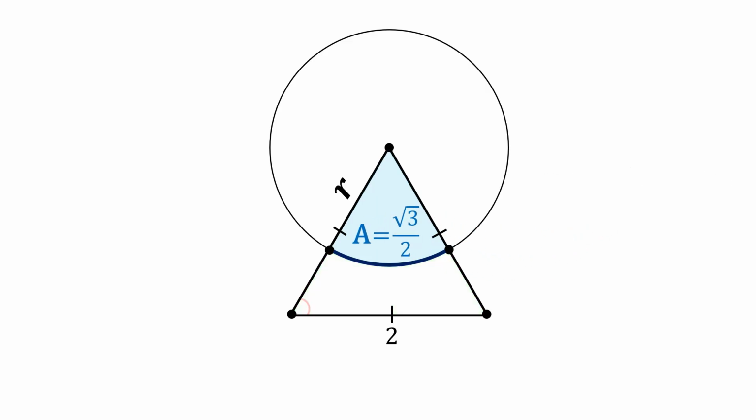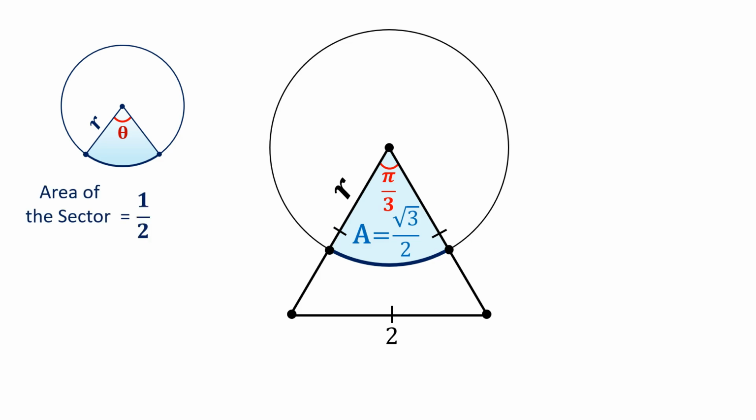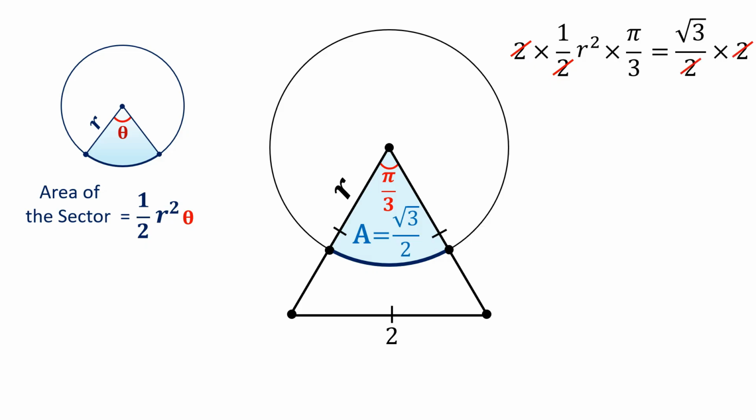We know that each interior angle of an equilateral triangle is 60 degrees, which is equal to pi by 3 radians. Next, we use the formula for the area of a sector: 1 by 2 multiplied by r squared multiplied by angle theta, where theta is measured in radians. Substituting the values, we get 1 by 2 multiplied by r squared multiplied by pi by 3 equals root 3 by 2. Multiplying both sides by 2, we get pi r squared by 3 equals root 3.